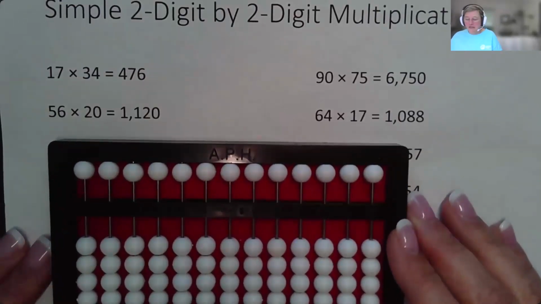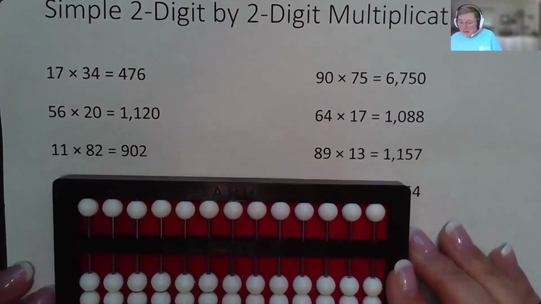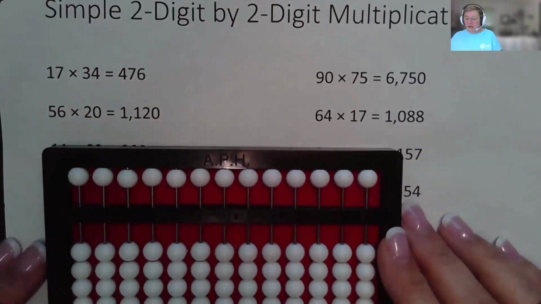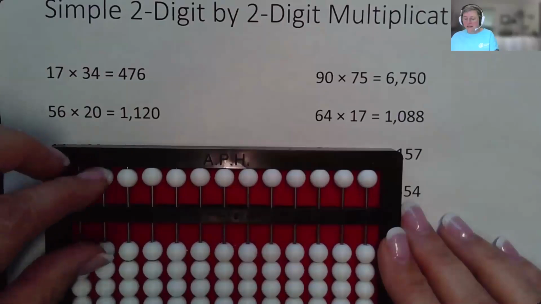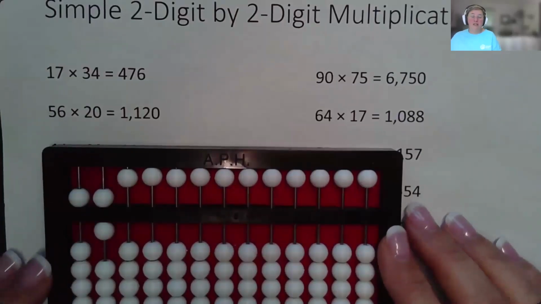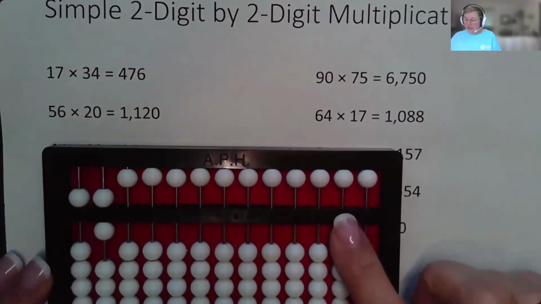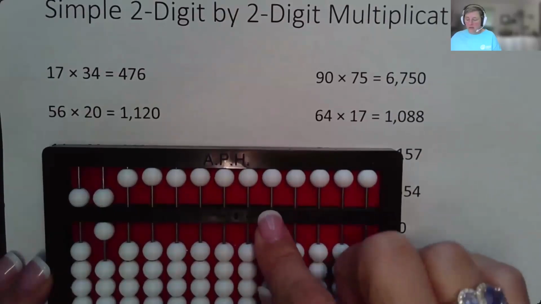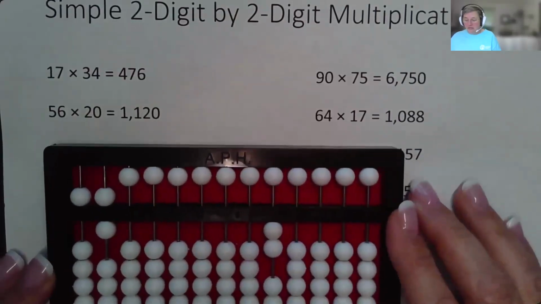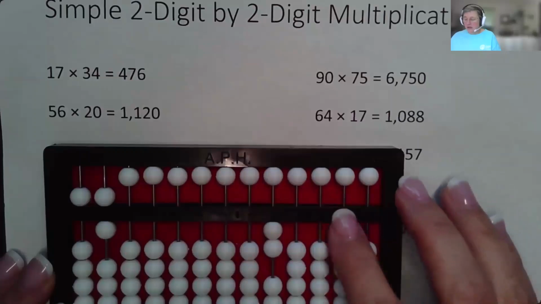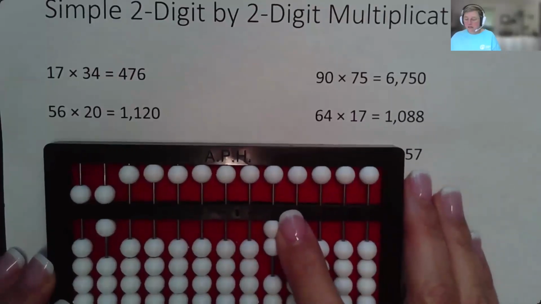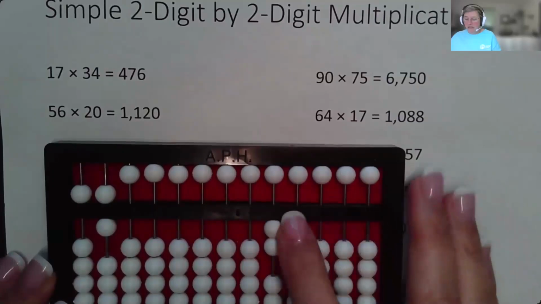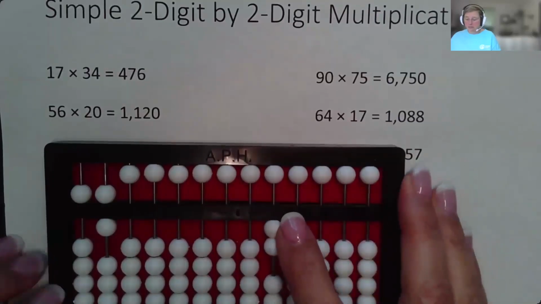Let's try 56 times 20. It's an easy one, but we should be able to do it. Okay, set 56 on the left-hand side. Let's count over to set the 20. 5, 6 times 2, 0. Set the 2. Slide my finger over. So really, I'm multiplying everything by 2. And the abacus has helped us give that column.